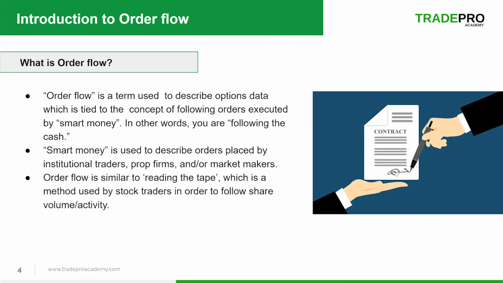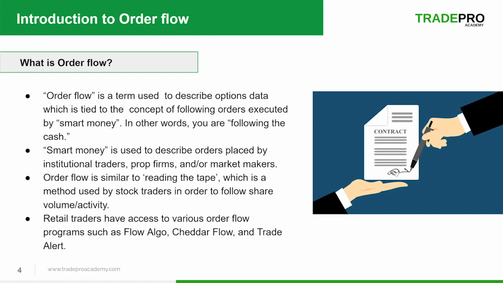Order flow is similar to reading the tape, which is a method used by stock traders in order to follow share volume and activity. Retail traders have access to various order flow programs such as Flow Algo, Cheddar Flow, and Trade Alert.